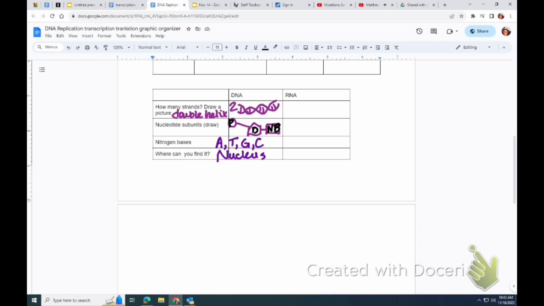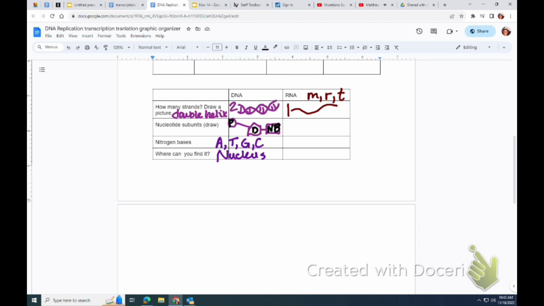And now we're going to talk about RNA. RNA is single-stranded. It just looks like that. It could be mRNA, it could be rRNA, it could be tRNA. That's messenger, ribosomal, and transfer.